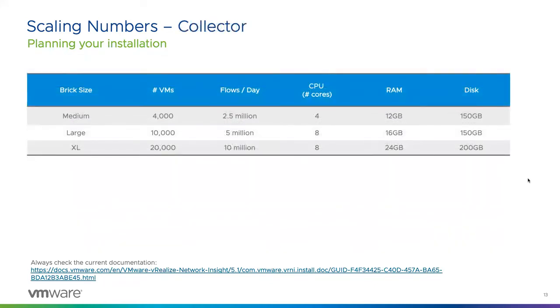On a per collector basis, an extra large collector can support up to 20,000 virtual machines or 10 million flows per day at the largest size. Again, depending on the size of the customer's environment, number of VMs, number of flows, we would obviously deploy the collector and the platforms in accordance with the sizing requirements.